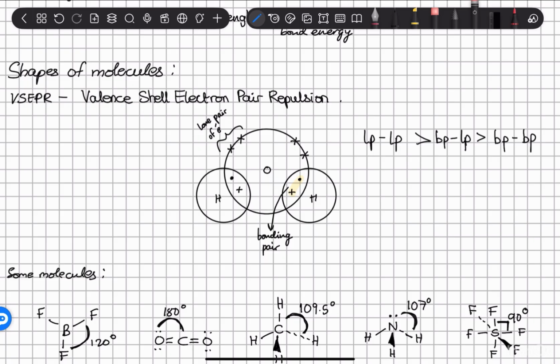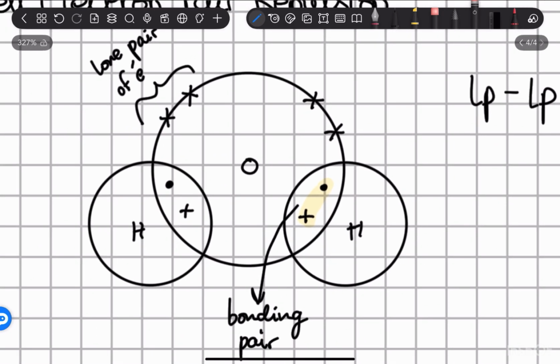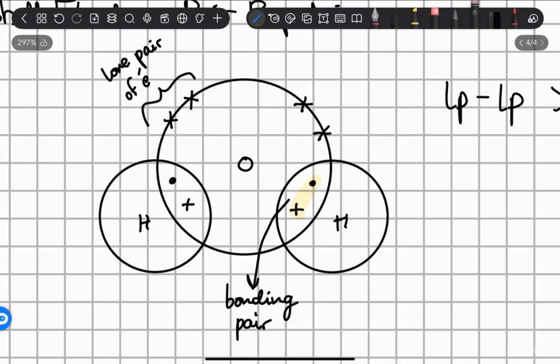But basically, VSEPR stands for valence shell electron pair repulsion theory. Very long, but what it means is, I'm going to use water as an example. In a molecule, most likely a covalent molecule, you will have a lone pair of electrons, which means electrons that are not involved in the bond directly.